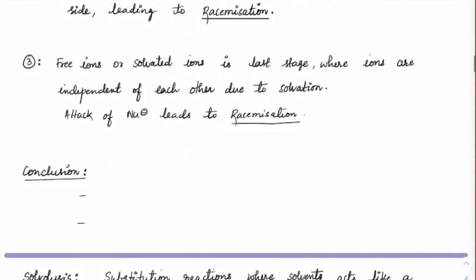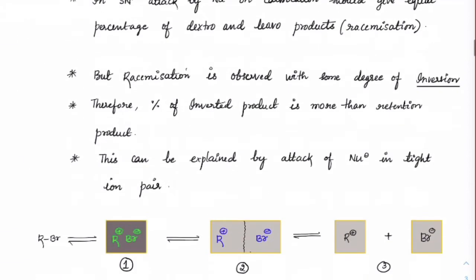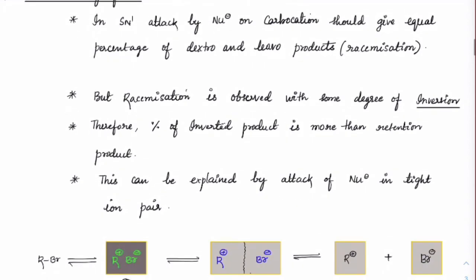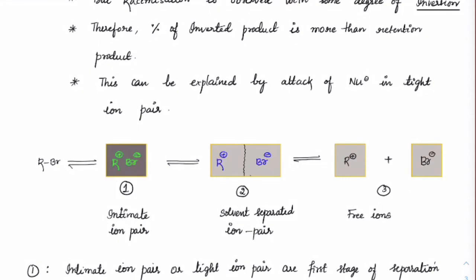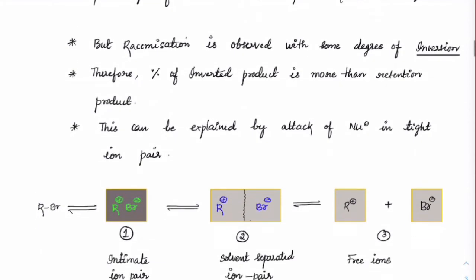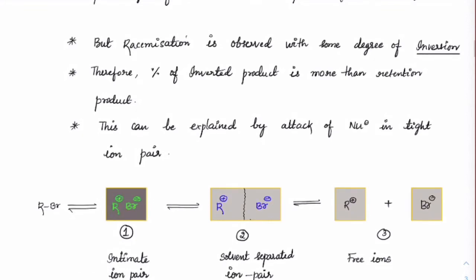Okay, you don't have to write all of this. I just want you to write only this part of it. Got it? Please mention this part. Write these 3 stages. Later you can write the entire theory. Everyone, please write down this part. So there are 3 stages for carbocation formation. First, intimate ion pair, solvent separated ion pair, and finally free ions.